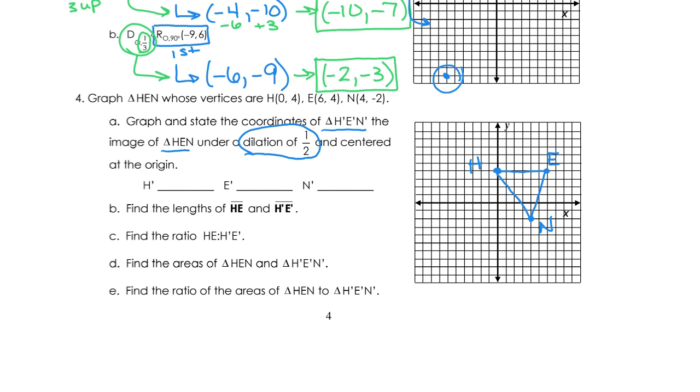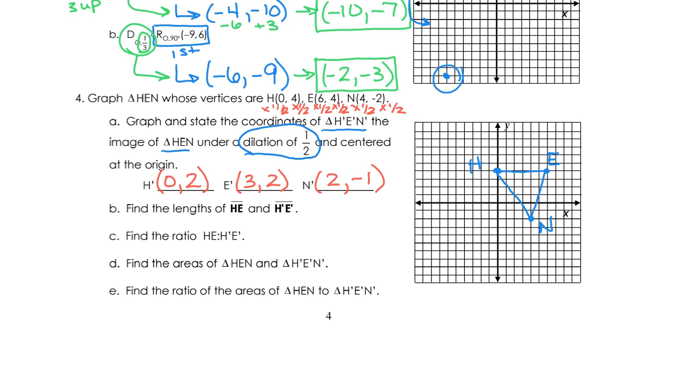So because we're centered at the origin, all we have to do is take that scale factor of a half and multiply all of our coordinates by a half. Dilations are very simple as long as you remember to multiply by the scale factor. All right, 0 times a half. Well, when you multiply 0 by anything, it stays 0. Okay, 4 times a half, or half of 4, is 2. 6 times a half, or half of 6, is 3. 4 times a half is 2. 4 times a half is 2. And -2 times a half is -1.